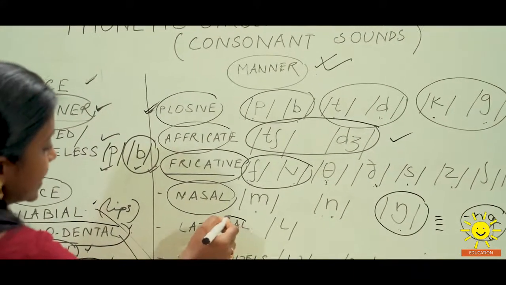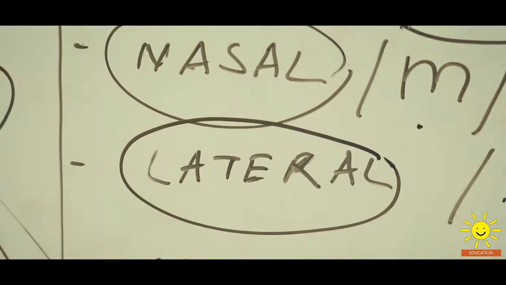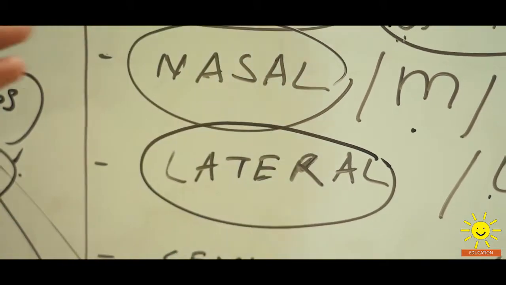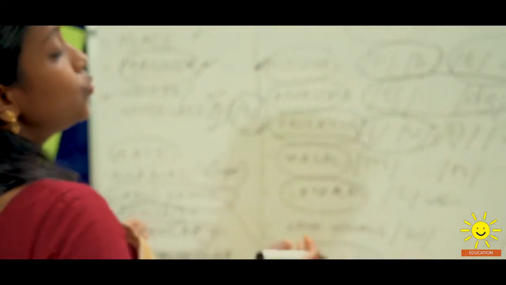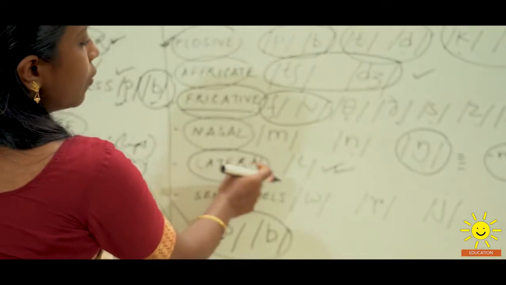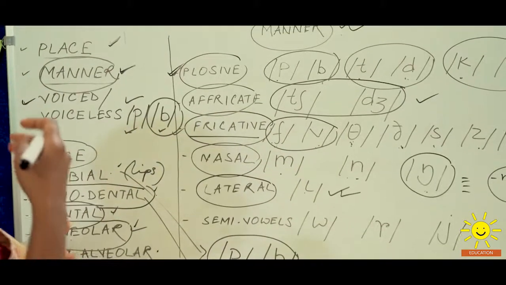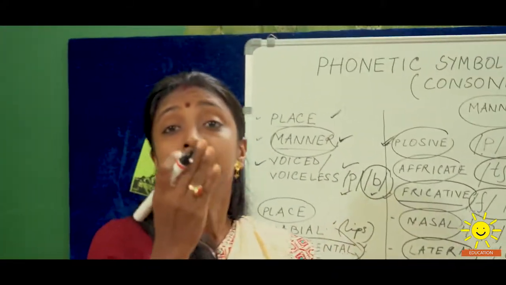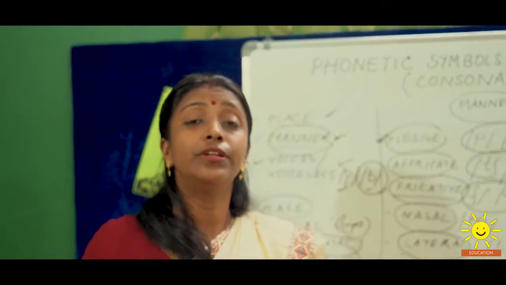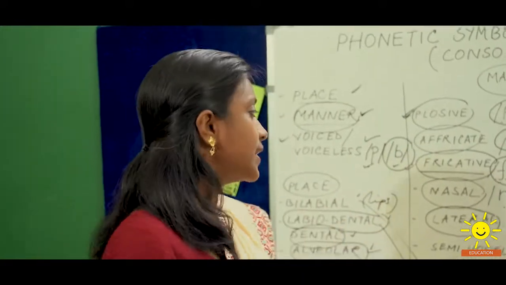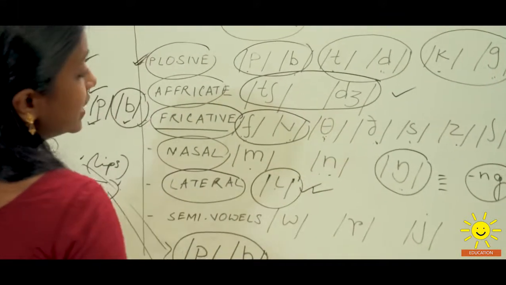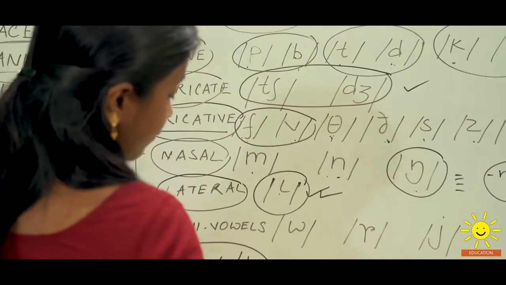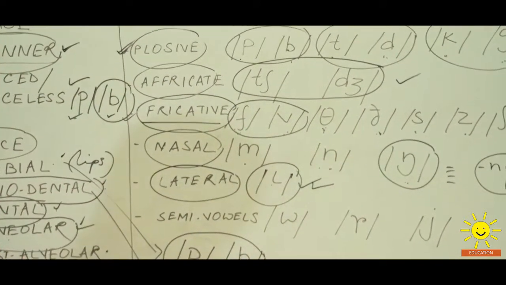The next category is the lateral sound. So after the nasal category, we have the lateral. Now what is lateral? When there is a contact in the middle and the air passes through the 2 sides, it is known as lateral. For example, the l sound. If you articulate l, you see that there is a contact in the middle and the air passes through the 2 sides, and hence it is lateral. So the l sound as in life, long, live, love. This is the lateral sound.